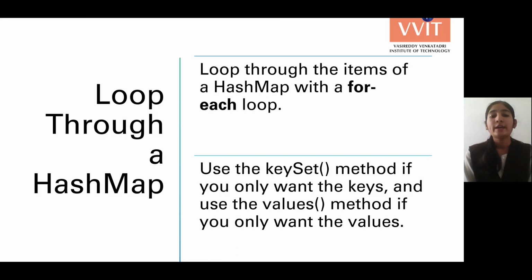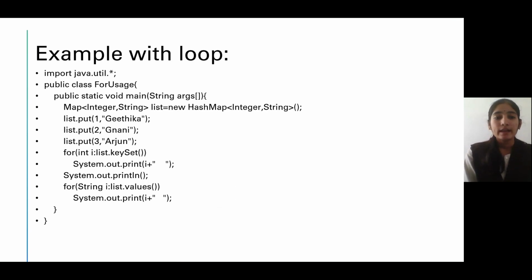And the next one, loop through a hash map. Loop through the items of a hash map with a for each loop. Or we use the key set method if you only want the keys, and we use the values if you only want the values. Let us see its uses. Here, the example with loop. Here we created a HashMap object and we have kept some values into HashMap. After that, for int i in list.keyset. Here in list.keyset, we'll get all the keys in a set. We'll get a set with all the keys. If you try to print each item in it, then we will get keys one by one.